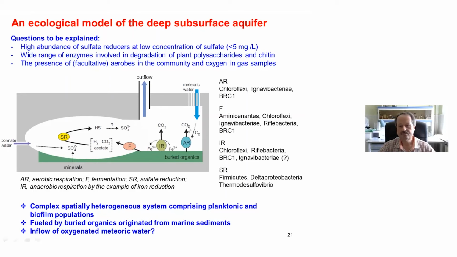The oxygenated part, which is shown here, could harbor aerobic heterotrophs such as Chloroflexi, bacteria, BRC1. Fermentative bacteria degrade organics and produce substrates for sulfate reducers, which inhabit sulfate-rich zones.